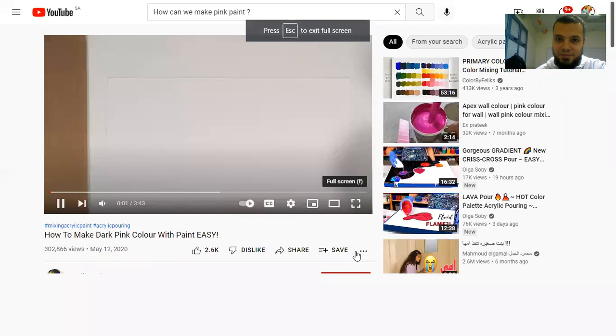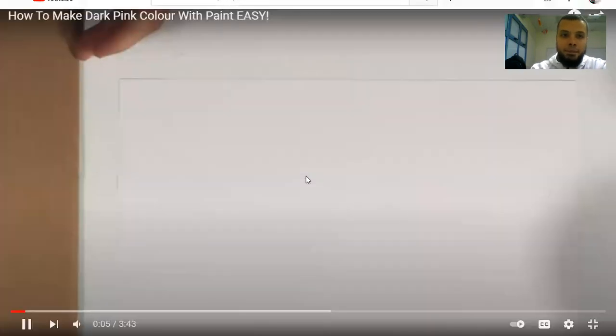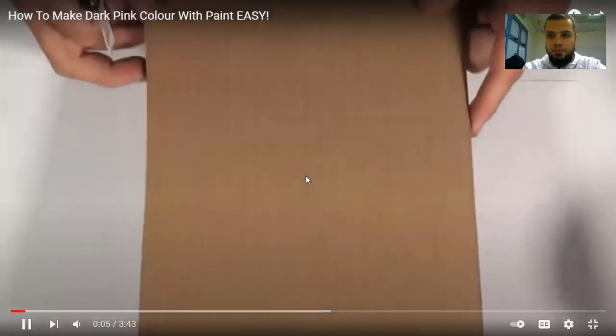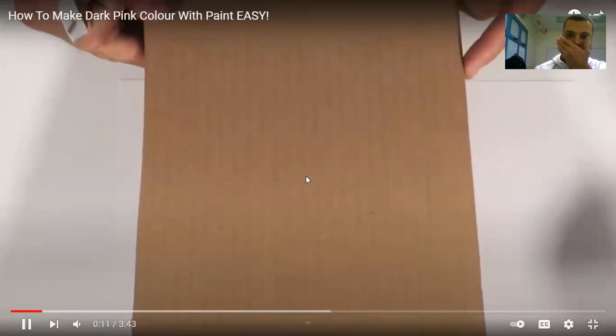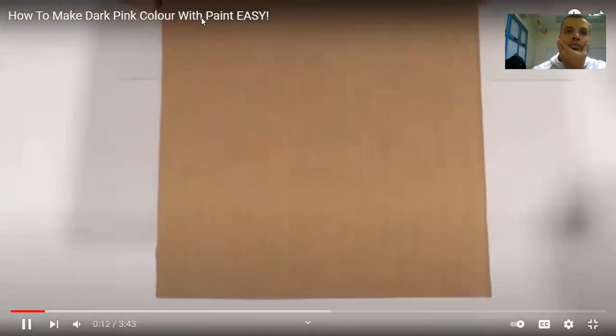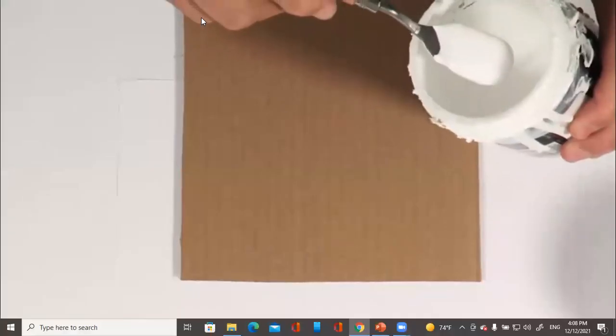G'day everyone. Today I'm going to show you how to make dark pink. I'm going to use red and white, but I'm also going to use magenta and white and show you the two different variations. So just some white paint on here on my palette knife.